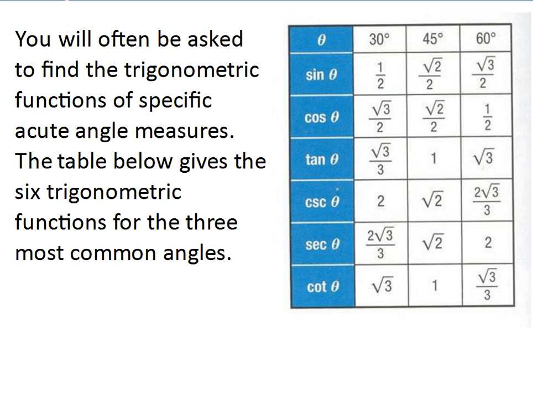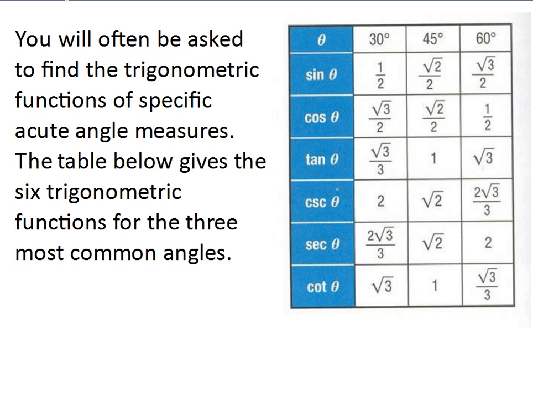Now we do have some specific angles where we know what the sine, cosine, tangent, cosecant, secant, and cotangent are without having to solve them. So for any triangle, when you have a 30-degree angle, the sine of a 30-degree angle is 1 over 2 when you simplify it. The cosine is radical 3 over 2. Tangent is radical 3 over 3. Cosecant is 2. Secant is 2 radical 3 over 3. And cotangent is radical 3.